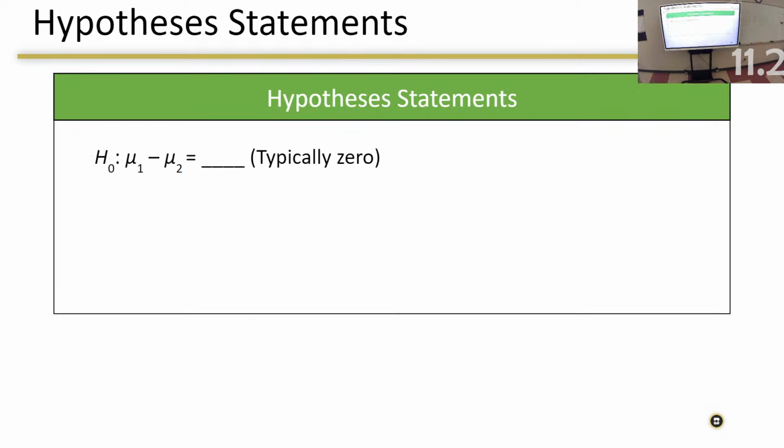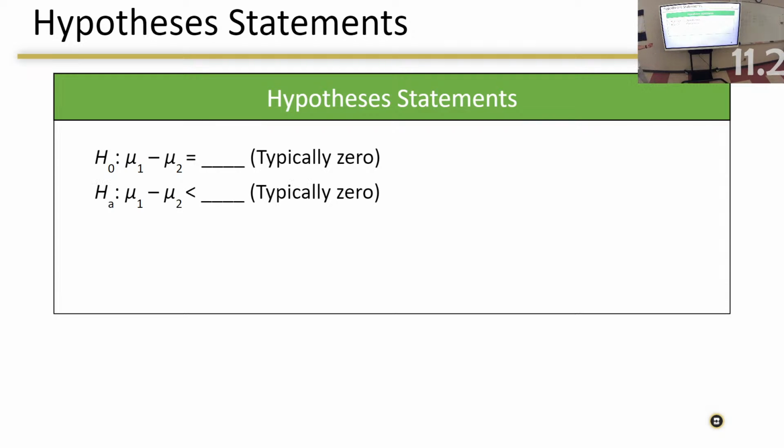Hypotheses for this particular one, because it's 2 sample, mu1 minus mu2 will be equal to whatever that value is. Typically, that value is 0. Typically, we don't think there's a difference between them. I think I can only think of one instance when that's not 0, and that's on one of your homeworks. Actually, it's not even a homework. I think maybe it's a homework, but I have one on a worksheet too that's not 0. But it's obvious. Most of the time, that's 0. Most of the time we assume there's no difference between the 2 populations.